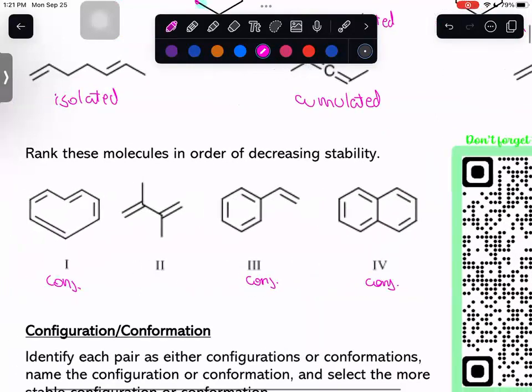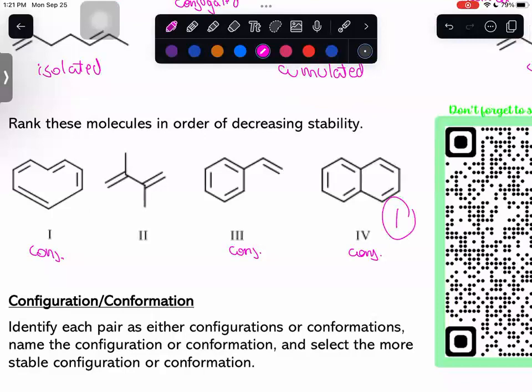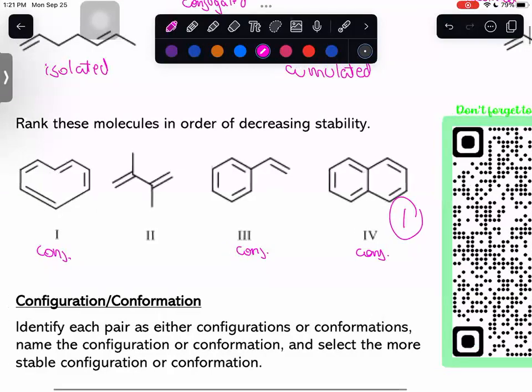So whenever you're comparing different conjugated systems, you're practically just counting the number of double bonds. The more double bonds you have, the more resonance you can do, so the more stable you are. So it's gonna be 4, exactly. This one is gonna be the most stable one. What's gonna be the second one?